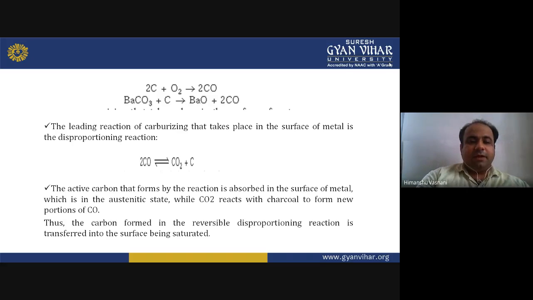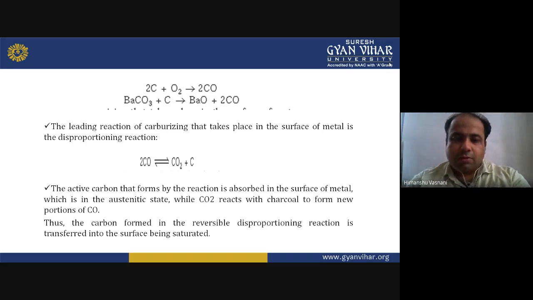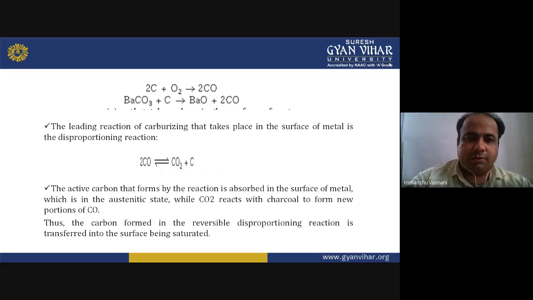The carbon formed in the reversible disproportionation reaction is transferred to the surface being saturated. So this is how we process this.